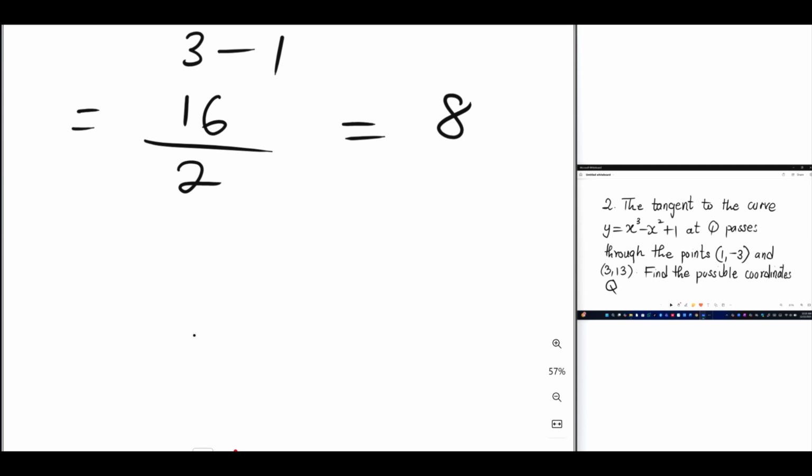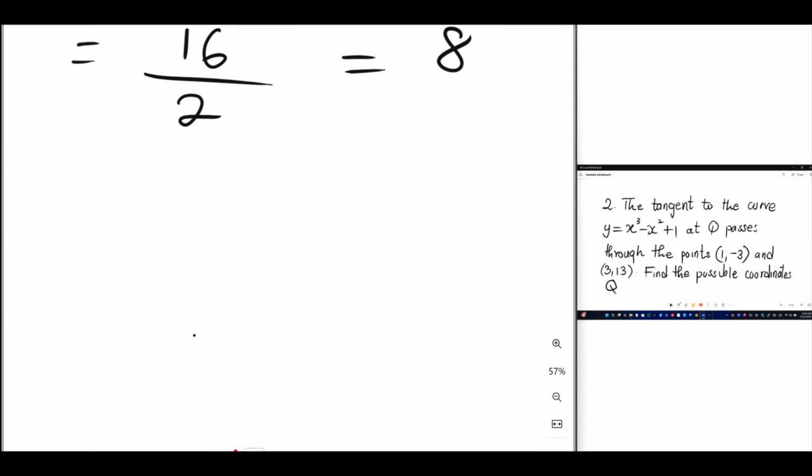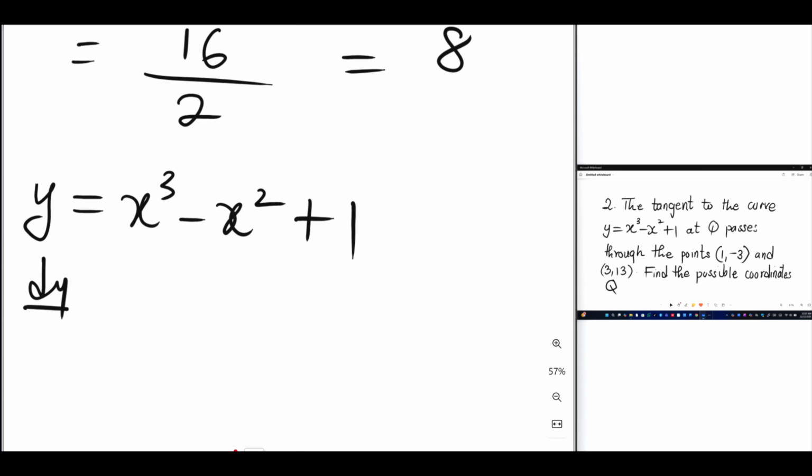Now, we take our curve. Our curve is y is equal to x cubed minus x squared plus 1. All right. So we find the gradient of the curve as well, dy dx, and this will give us 3x squared minus 2x. So this is the gradient of the curve.